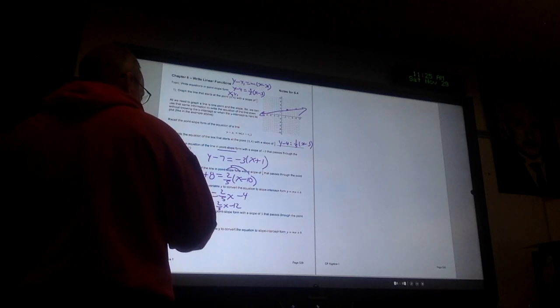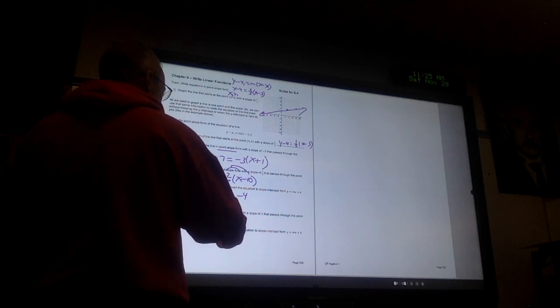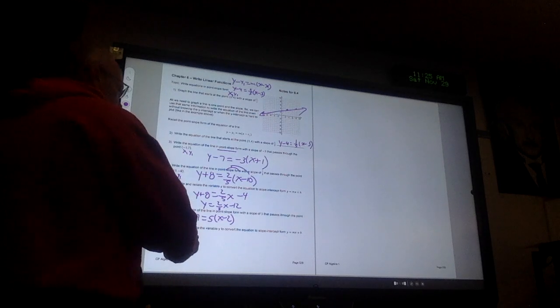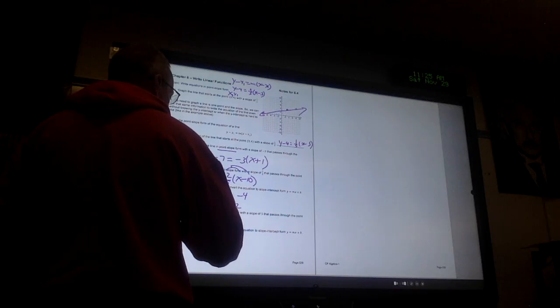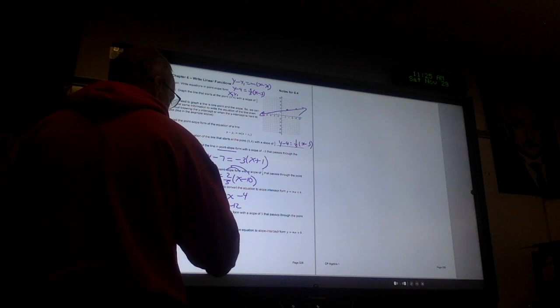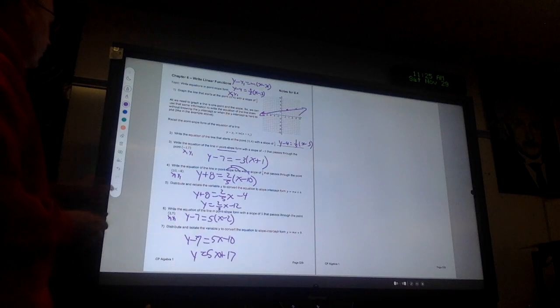All right, so x1, y1. So y minus 7 equals 5 times x minus 2. And then they want us to distribute, so I'm going to get y minus 7 equals 5x minus 10. Add 7 to both sides. Okay, and that's basically your notes for this unit.